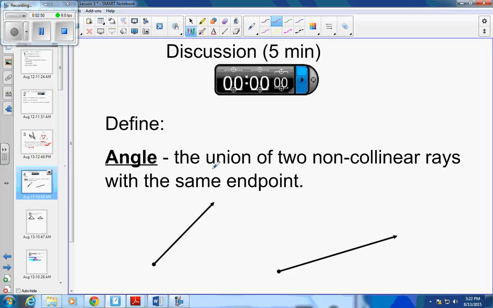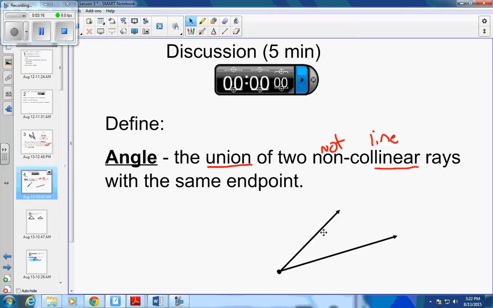So angle is the union. Union means putting together. So if you put 2 things together, you get a union of 2 non-collinear. Non means not. Collinear means line. So if we want to take 2 rays that are not in a line, and they have the same endpoint, so if I take this ray, and I take the other ray that's over there, and I put them together on the same endpoint, I get an angle.